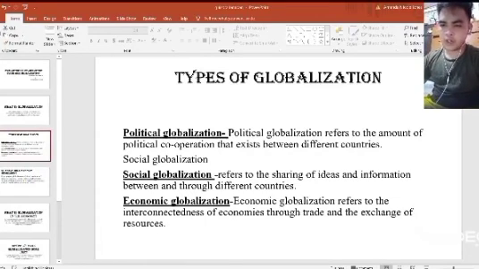So economic globalization refers to the interconnectedness of economies through trade or exchange of resources.